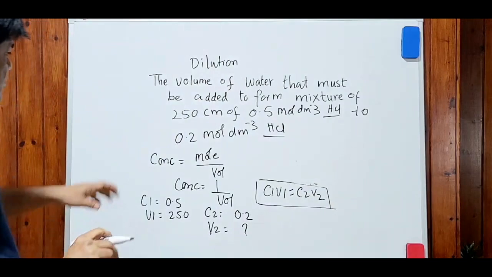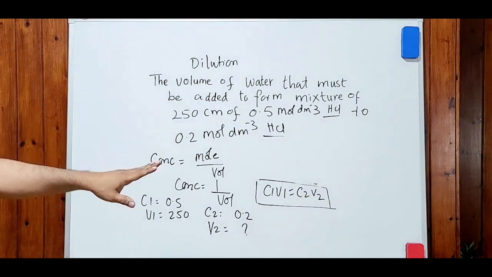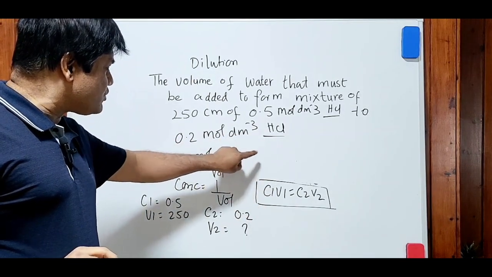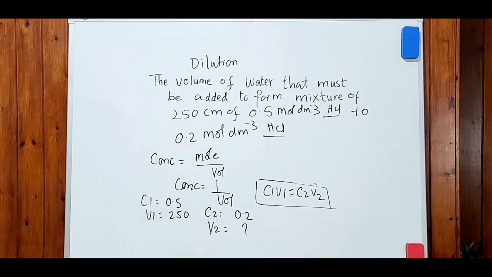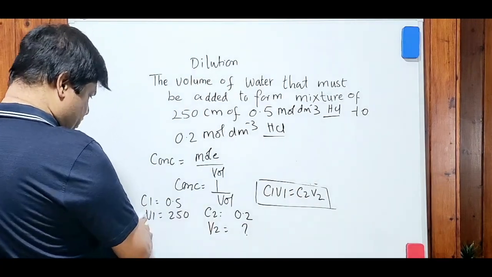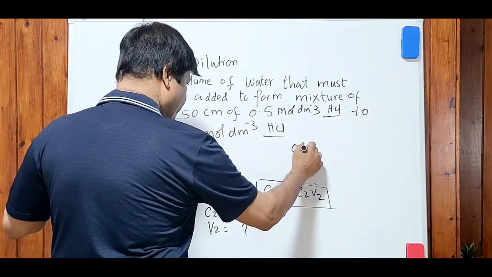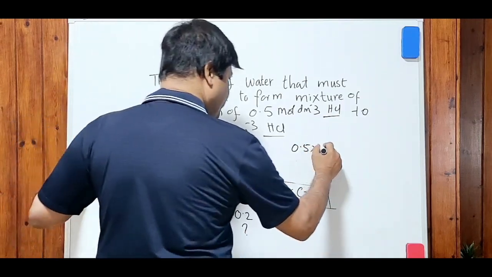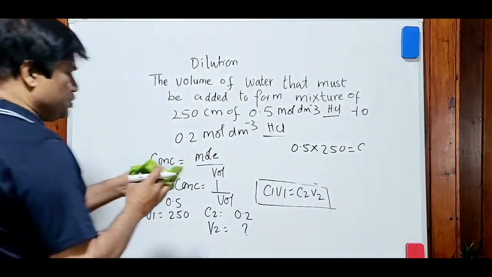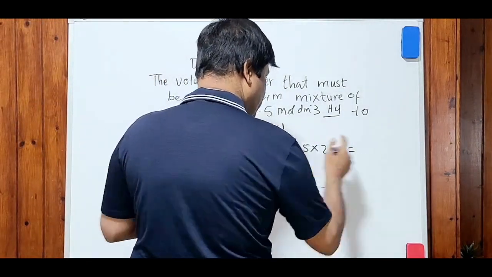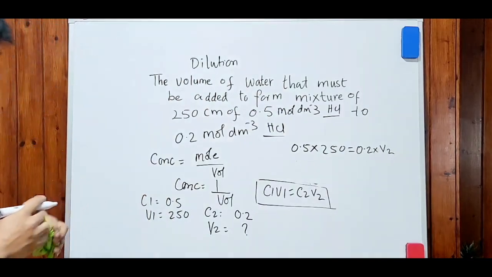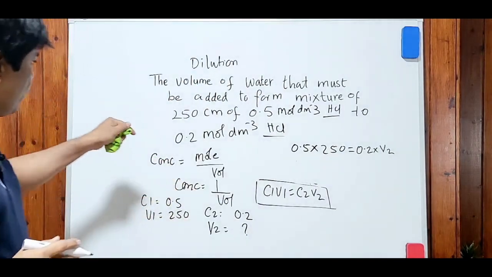In some books it is given as M1 V1 equals M2 V2 because the molarity and the concentration are the same. A little bit of difference, I don't want to go into that detail. So C1 V1 equals C2 V2. How much is C1? C1 is 0.5 and V1 is 250. C2 is given as 0.2, and we have to work out the V2. That's the final volume.